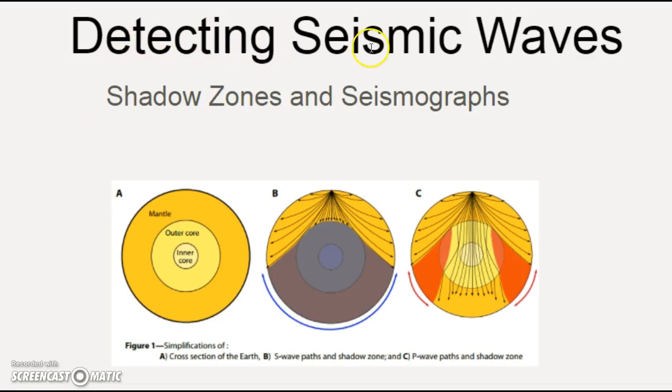This lecture is going to be on detecting seismic waves. We're going to look at shadow zones, how body waves travel through the Earth, and certain waves are not detected. It's more of the lack of detection, where we can see here secondary waves and primary waves. We have two shadow zones for primary waves, and we have a large shadow zone for S waves. And we're going to be looking at seismographs, recording stations that pick up seismic waves along the Earth's surface.